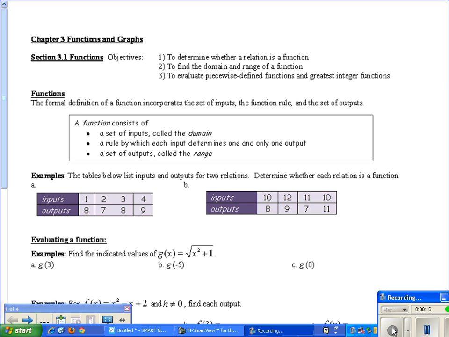Remember that a function consists of inputs called the domain and outputs called the range, and a rule by which each input determines one and only one output. So if we look at the examples of these two relations for a and b, we want to determine whether or not it's a function.